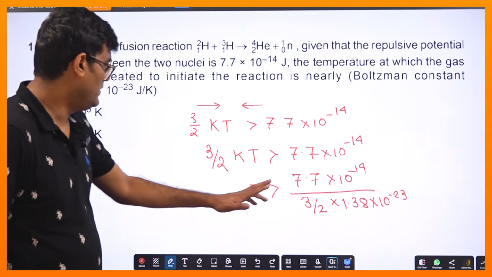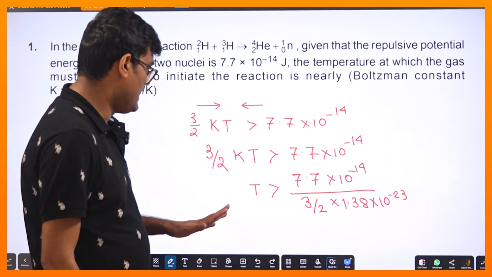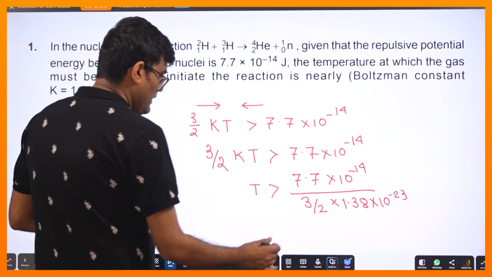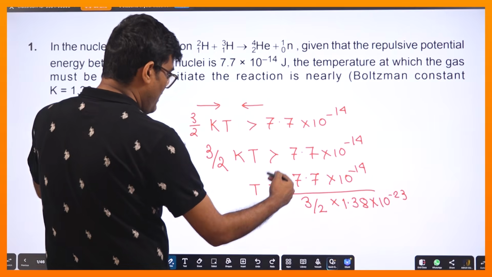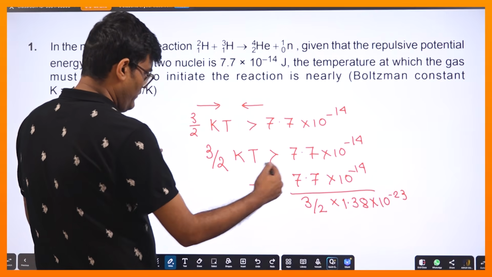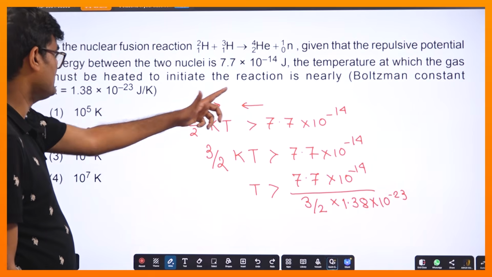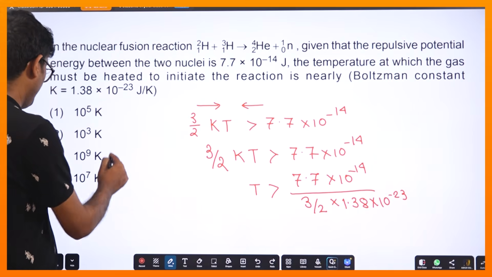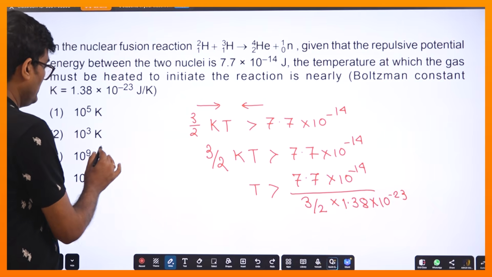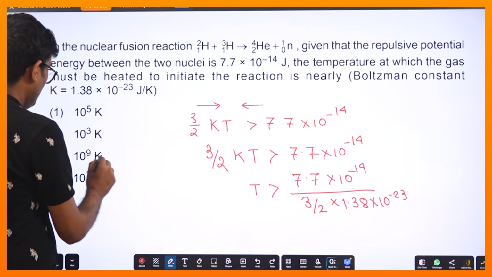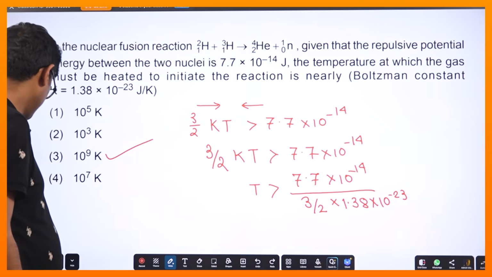Now you can see the order. 23 minus 14 is 9, right? So 10 power 9. And 14 by 3 is roughly about 5, so it is near about 5 into 10 power 9. If you ask me which is the nearest option, since you only have to calculate the order of the temperature, I will definitely mark option 3, right? And go to the next question.